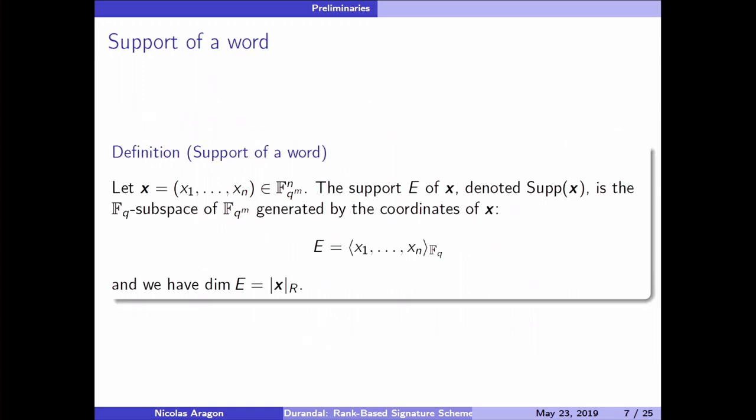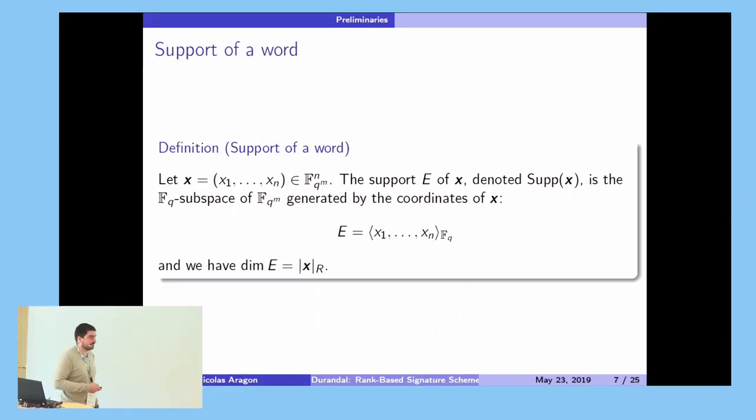Another important notion is the notion of support of a word. So we still have our vector x of length n, and we call the support of a word, denoted support of x, or capital E on this slide, the F_q subspace of F_q^m generated by the coordinates of x. And by definition, the dimension of the support of a word is exactly the rank weight of this word.